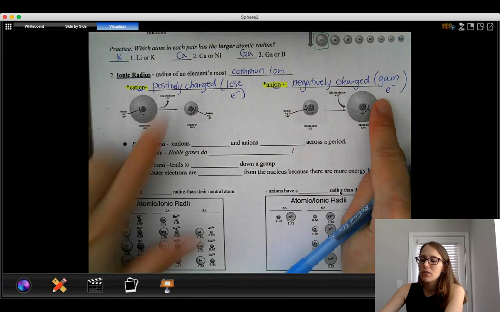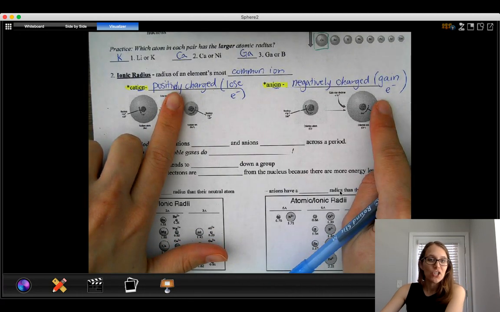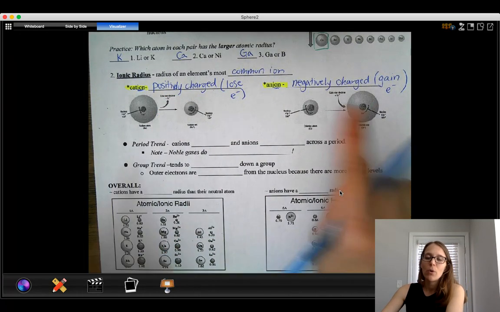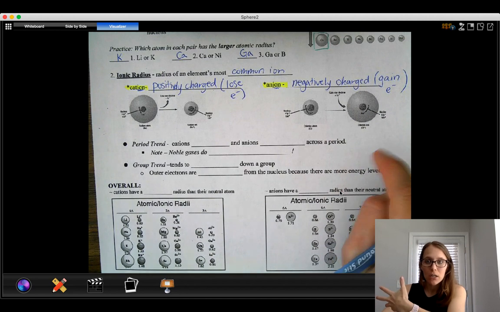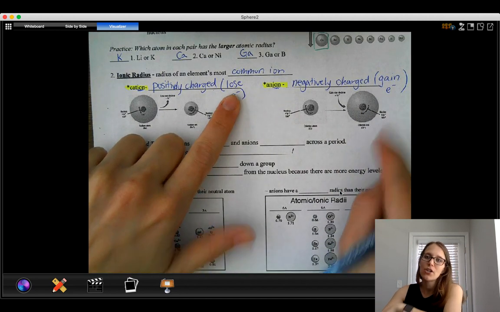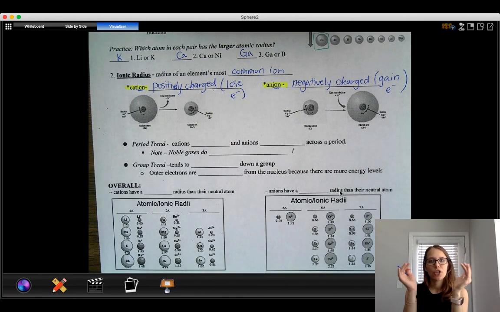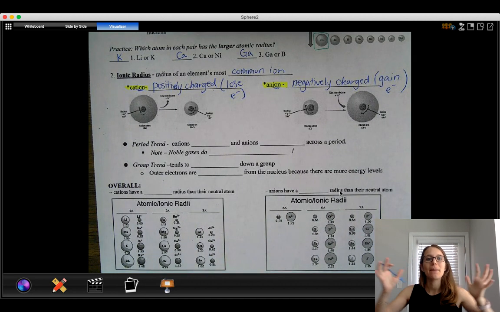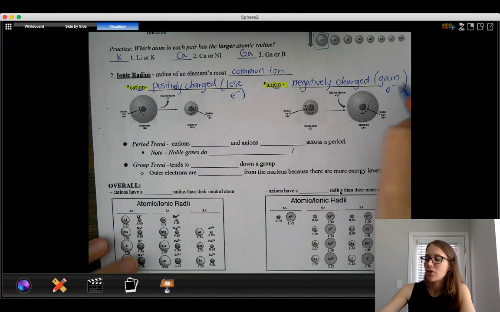So if we picture these changes occurring, in which case is the element getting bigger? Is it getting bigger when it loses electrons or gains electrons? Electrons are on the outside of the atom, so if I want my atom to get bigger, I want there to be more electrons.